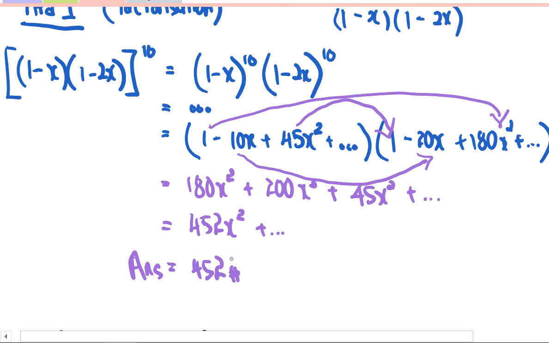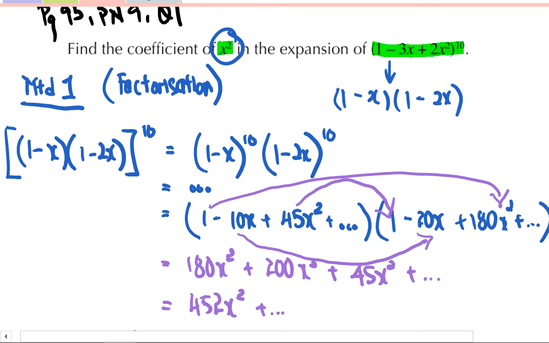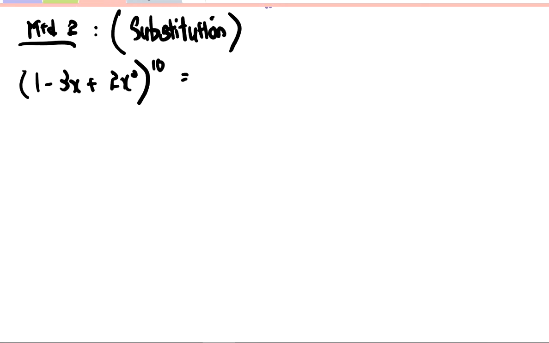This is my method 1. This is when I can factorize the term inside the bracket, because we can only do binomial expansion with two terms. Now, I'm going to show you method 2. If factorization doesn't work because not all three-term quadratic expressions can be factorized, we have to make use of the substitution method. Because as I said, there must only be two terms. I deliberately make it into two terms.